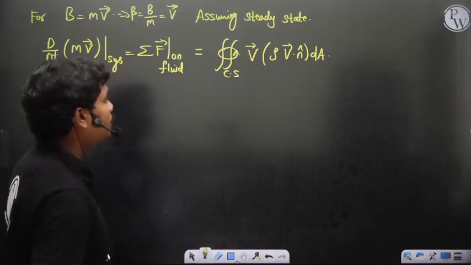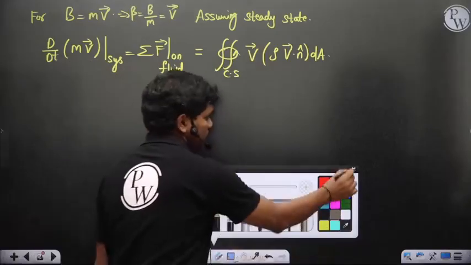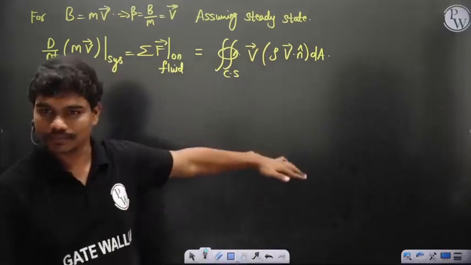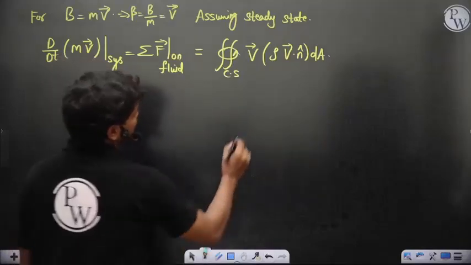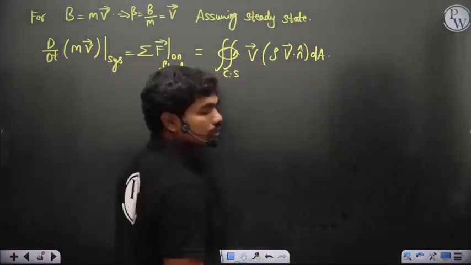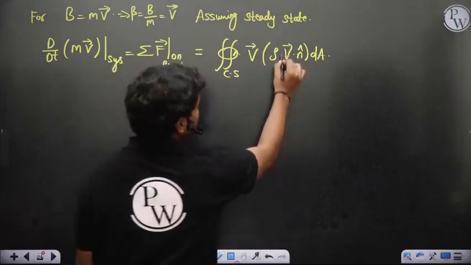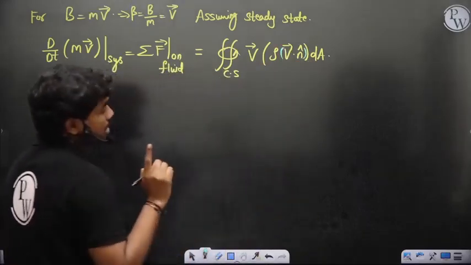Okay, then observe something, थोड़ा सा ध्यान लीजिए. हाँ, this is the last step. Okay, if you understand this, all the impact of jets is understood. So see here carefully, V bar times rho V dot n cap dA. Okay, so this is what you have.